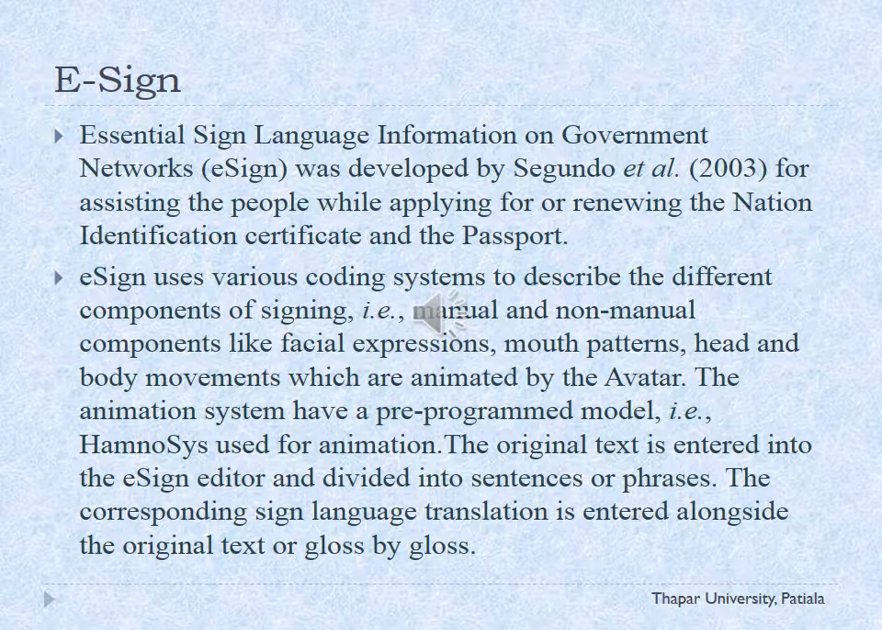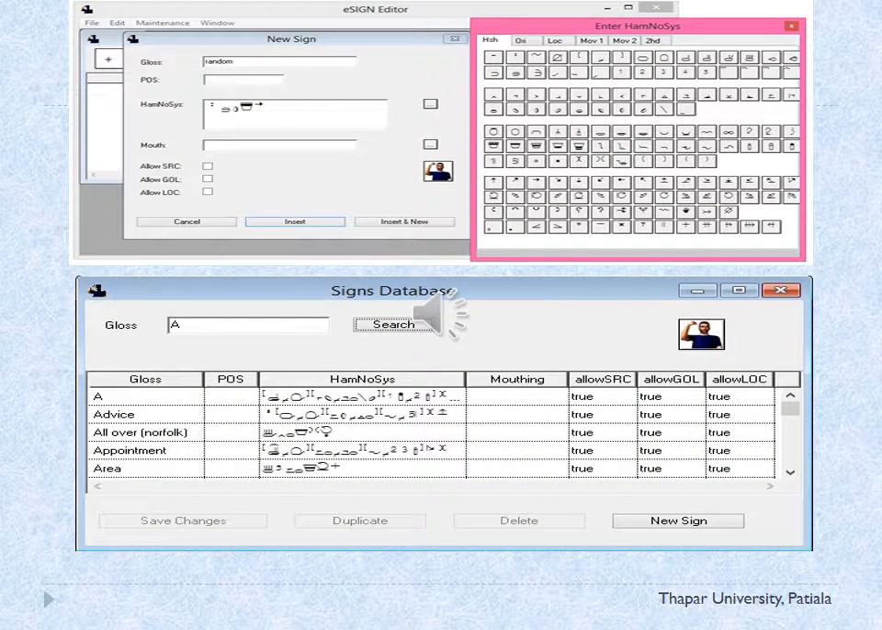The eSign text is entered into the editor and it is divided into sentences or phrases. So this is the interface of the eSign editor. You can add a new sign and add its HamNoSys. HamNoSys is the phonetic notation used for SiGML file generation and the generation of avatar animation. So like for an index finger, the index finger is used, and further some orientation of hand shape and index fingers are used.